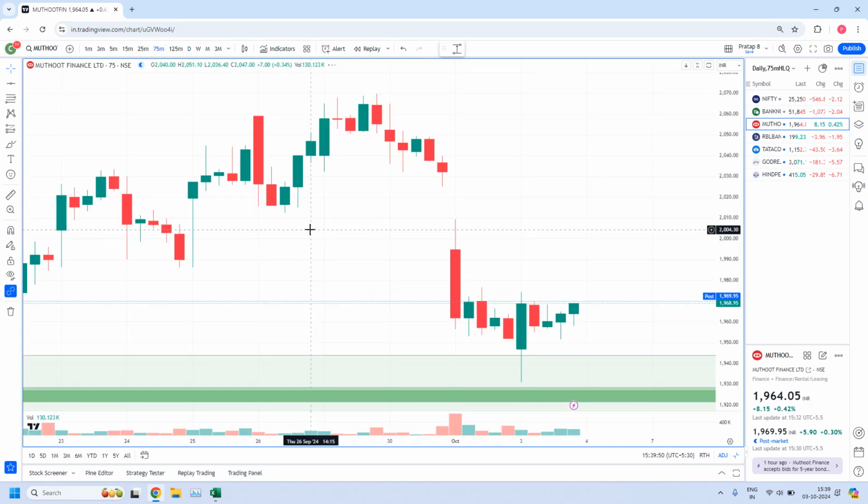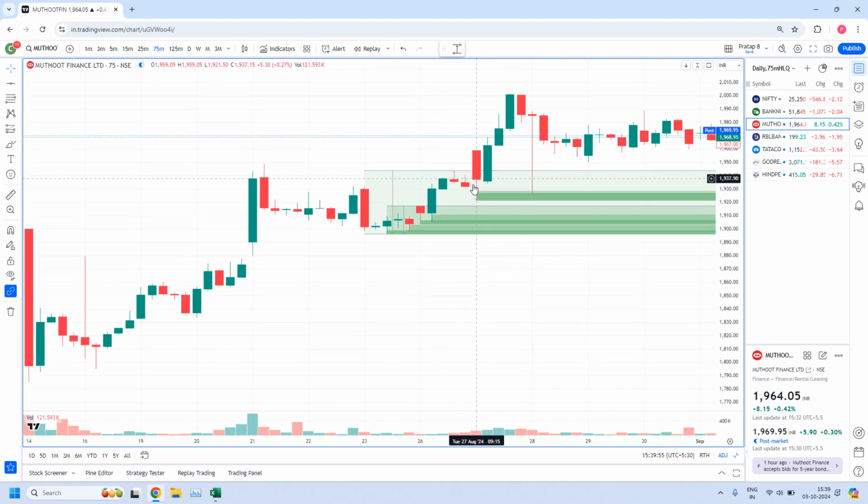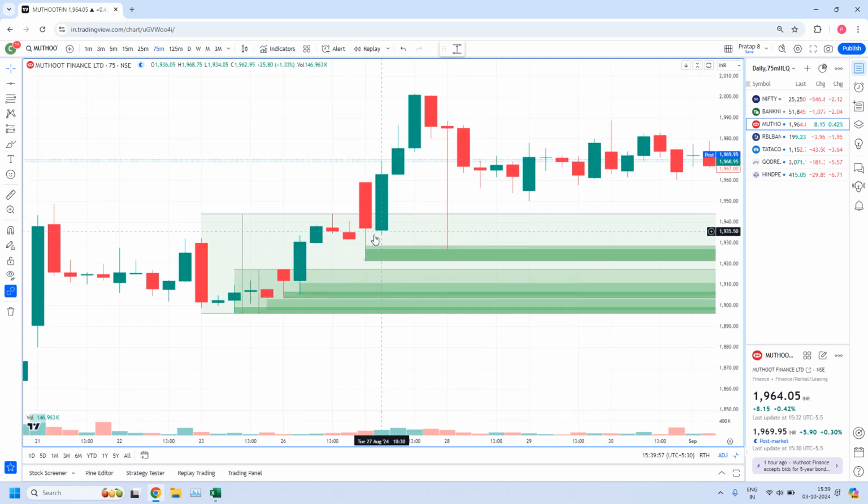Then I fine-tuned with the 75 minutes time frame. Here I didn't have any proper 75 minute structure. This is not a rally candle. This is a drop candle, rally base drop, it looks like. But actually it is not a drop. A drop should happen downward, so this is not a right candle. You can't consider the next candle. This is a drop, this is a rally, and in between there are no base candles. That's why here we didn't draw any 75 minute zone.